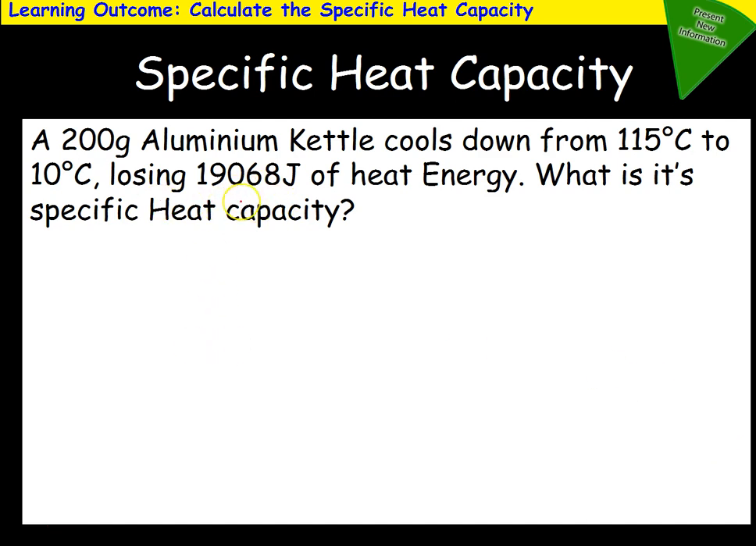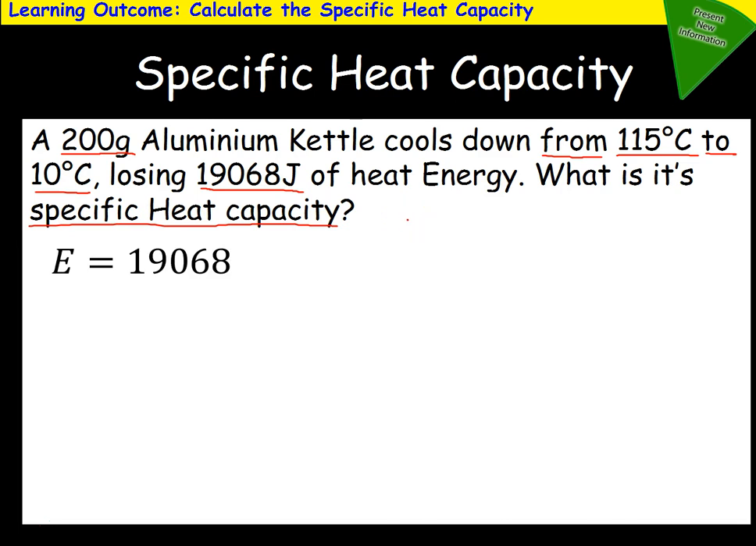Aluminium has a different specific heat capacity, so let's have a go at working out what that would be. We underline the key bits of the question. We have 200 grams. That has to be in kilograms, so we're going to need to change that. It cools down from 115 degrees C to 10 degrees C. We need the difference between those, and we're losing 19,068 joules of heat energy. What is the specific heat capacity?